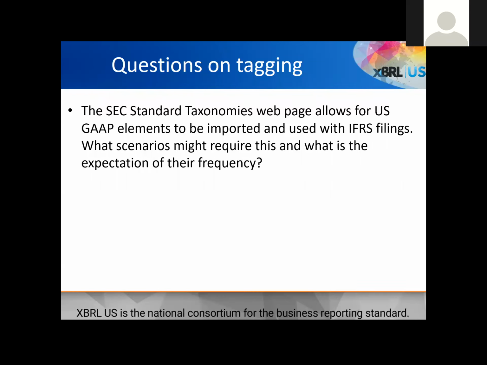And the same thing on the US GAAP side. It probably won't be the case forever that all of the things that are currently in the US GAAP namespace, in the US GAAP taxonomy, that are really generic to all sorts of reporting, they're probably not going to stay there forever. They're probably going to migrate out at some point.